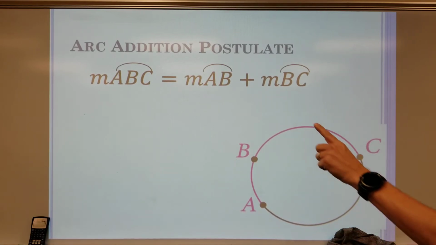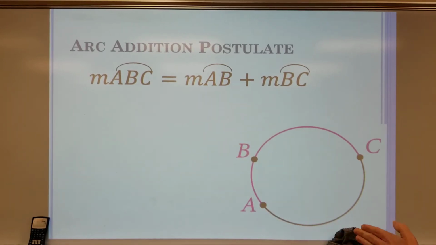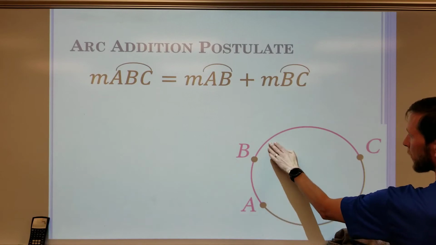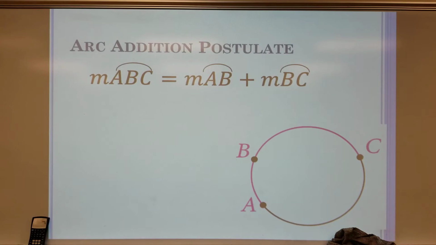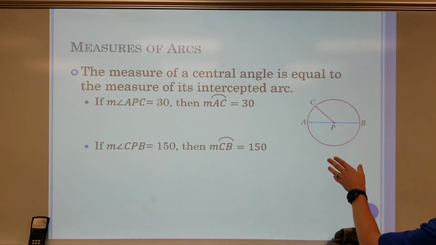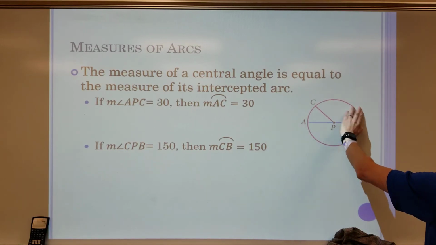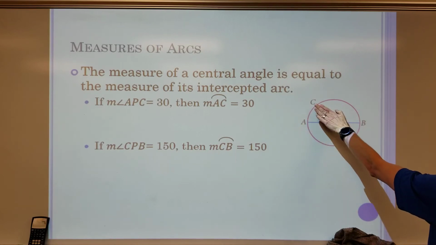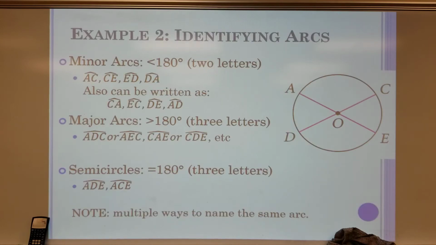One thing that you're going to notice is I have 3 letters here for the measure of arc ABC, and that's because this arc is greater than or equal to 180 degrees. It's more than a semicircle. And so that means that we have to use 3 letters to name that arc. We'll talk about that in just a second. But it makes sense, just like when we went back to this example, that if I've got 30 degrees and 150 degrees for these arcs, that together they make 180 degrees for the measure of arc ACB. All right? So that arc addition postulate holds here.